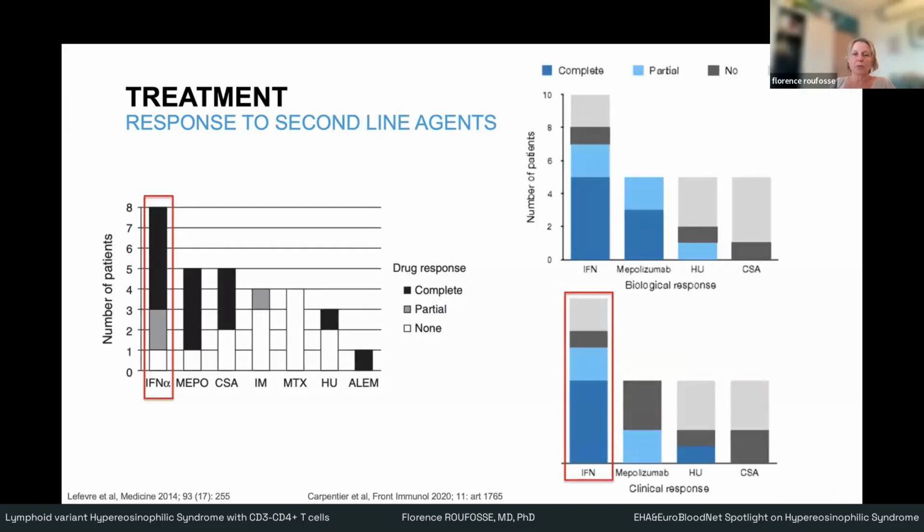So what second-line agents do we have for these patients? Interferon alpha, already mentioned by the previous speaker, seems to be the most promising agent. This is the French series on the left, our series on the right, and you can see that the level of complete and/or partial responses is extremely high in this very difficult to treat patient population with lymphoid variant hypereosinophilic syndrome.